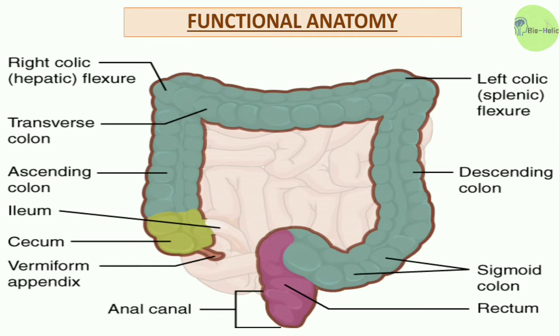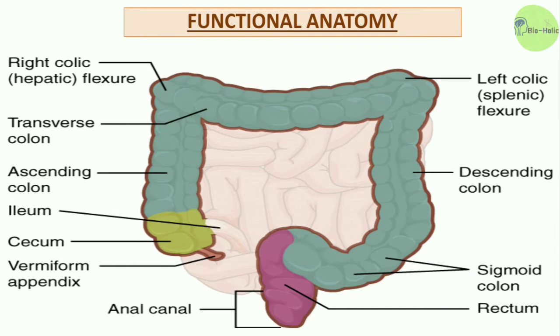The appendix is a worm-shaped tube that arises from the medial side of the cecum, which in human beings is a vestigial organ. The ascending colon extends upward from the cecum along the right side of the abdomen up to the liver. The next one is the transverse colon, which extends from the right hepatic flexure to the left splenic flexure.